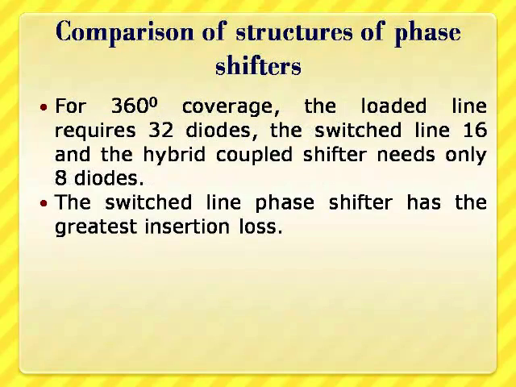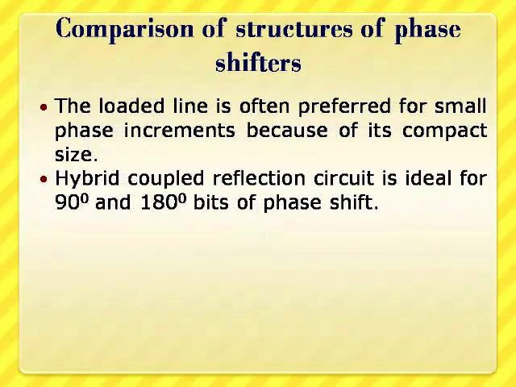For 360-degree coverage, the loaded line requires 32 diodes, the switched line requires 16, and the hybrid coupled shifter needs only 8 diodes. The switched line phase shifter has the greatest insertion loss. The loaded line is often preferred for small phase increments because of its compact size. Hybrid coupled reflection circuit is ideal for 90-degree and 180-degree bits of phase shift.